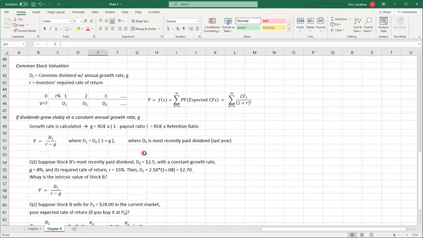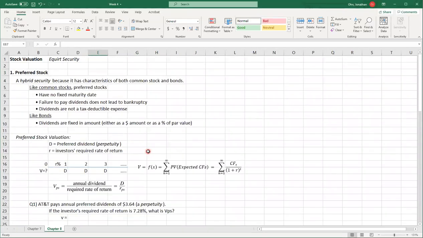All right, chapter 8. Okay, let's talk about stock valuation. Stock valuation. It's not equity, it's equity.